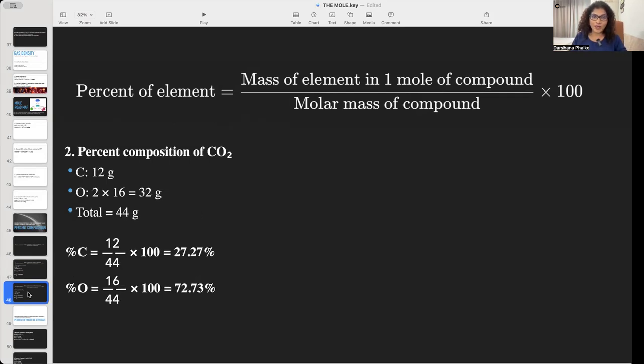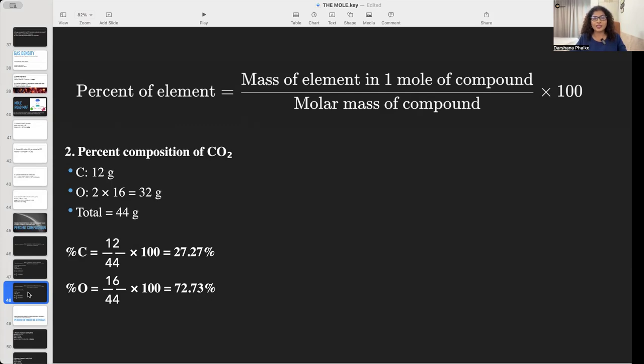Another example is carbon dioxide. What is the percentage composition of carbon dioxide? Meaning, what's the percentage of each of the elements of this compound? So carbon is 12 grams. I told you the molar mass of carbon is 12 grams. Molar mass of oxygen is 16 grams. In carbon dioxide, we have 2 moles of oxygen atoms. So therefore, the total molar mass is 12 plus 32, which is going to be 44 grams. Percentage of carbon is going to be 12 over 44 times 100. So again, that's going to be 27.27% of carbon.